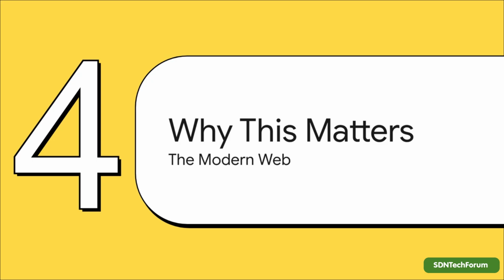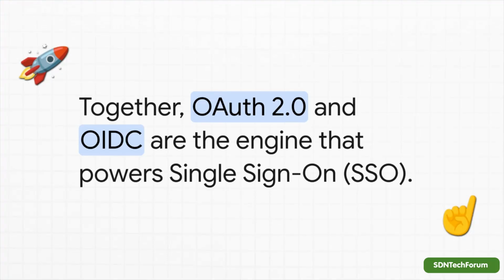Okay, so we've got the Valet Key from OAuth and the ID badge from OIDC. We've gone through the technical dance, but why does this combination matter so much in how we use the internet every single day? Because when you put them together, they become the engine that powers single sign-on, or SSO. That incredible convenience of using one single trusted identity, like your Google account, to securely log in to all sorts of other apps and websites.